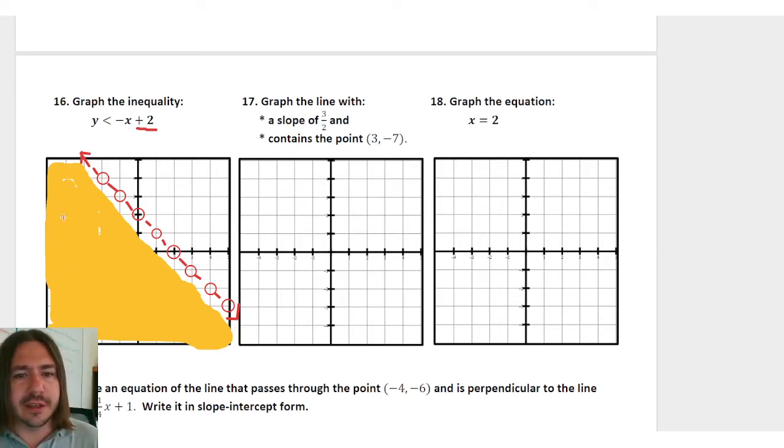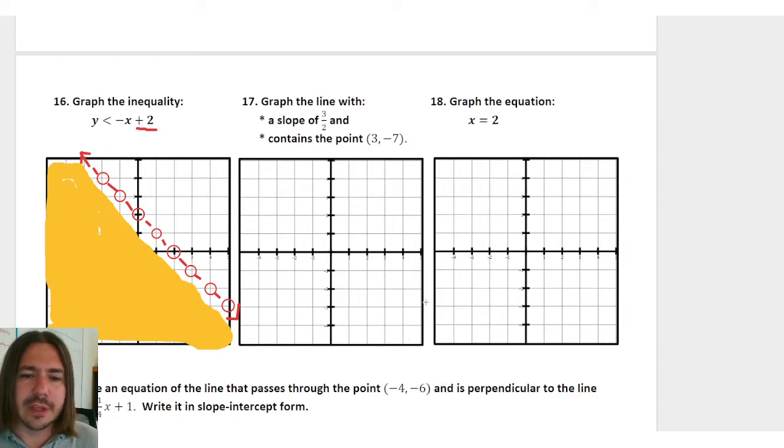Number 17 says it has a slope of 3/2 and contains the point 3, -7. So here I'm just going to plot the point 3, -7. Oh, come on. Really? That's going to be off the grid? Well, that's kind of annoying. Let's see. 5, 6, 7 is going to be somewhere down here.